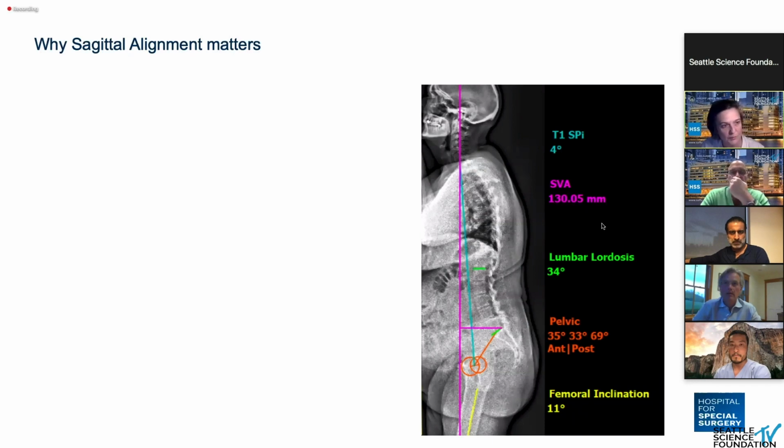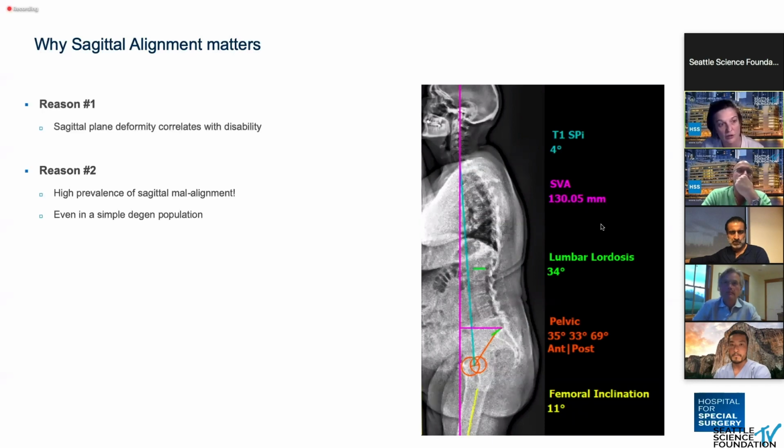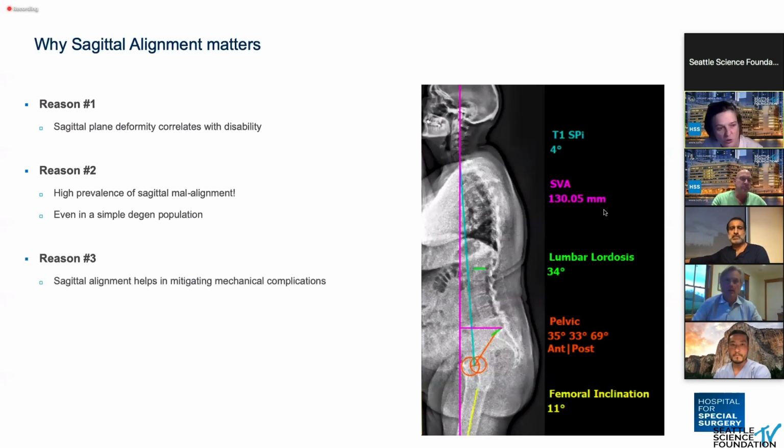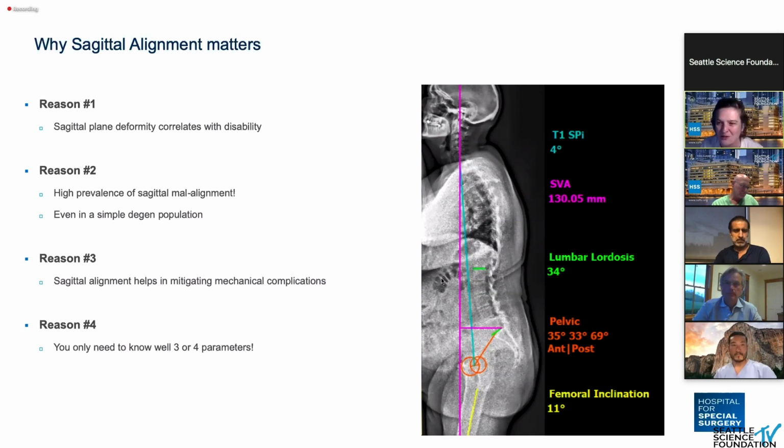You can analyze any spine because the skeletal alignment matters because it correlates with disability. It's very common, so deformity, but also degenerative population. The SAG has done a lot of work to demonstrate that it can help in mitigating the complications. So it's not a miracle. It's not going to help you for everything, but it does help. And at the end of the day, you just need 3 or 4 parameters and not the 20 or 30 parameters that we usually try to sell when we're on the podium.